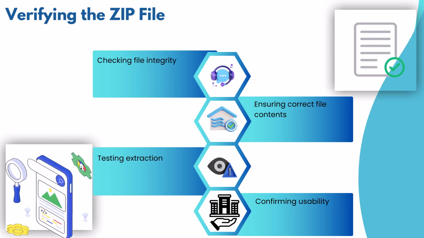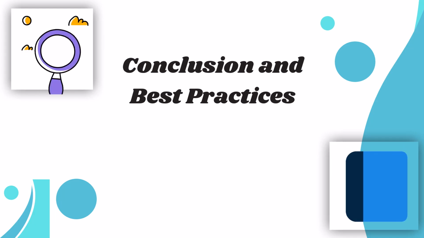Time for quality controls. First, checking integrity ensures our zip isn't corrupt, because surprises are fun but not broken files. Next, verifying contents means everything we zipped is actually inside. Testing extraction is the moment of truth. Will it unzip properly? Lastly, confirming usability means we've done our job well. Feels good, doesn't it? And that's a wrap.